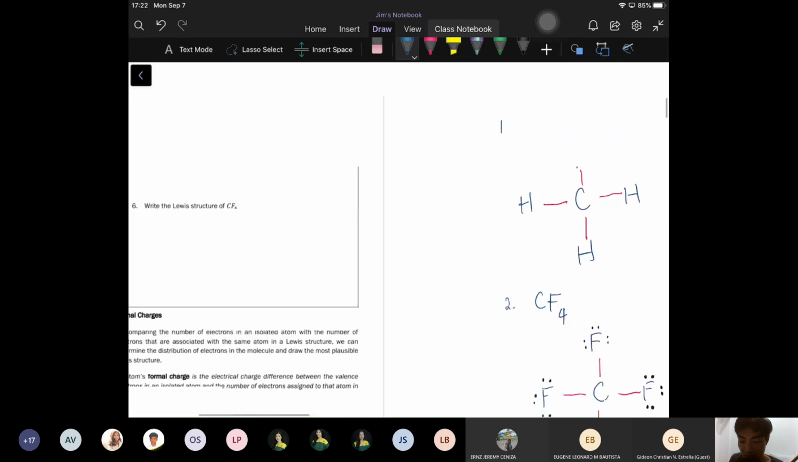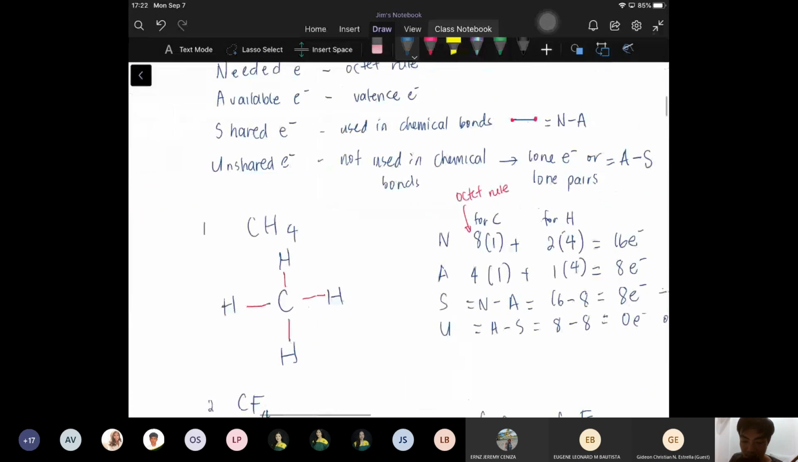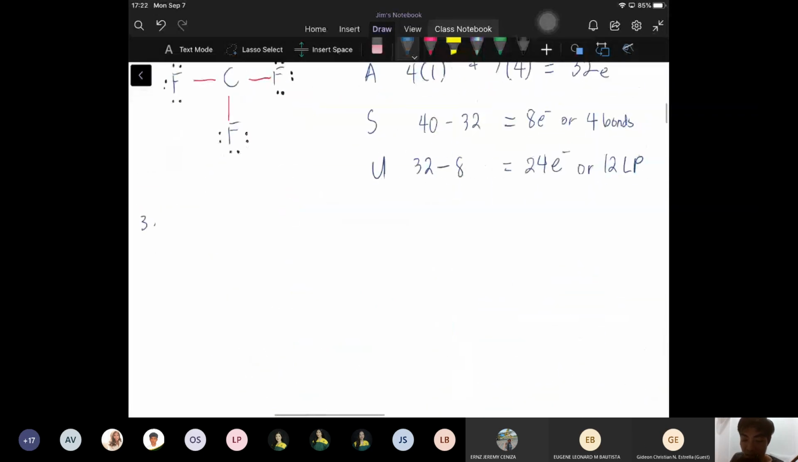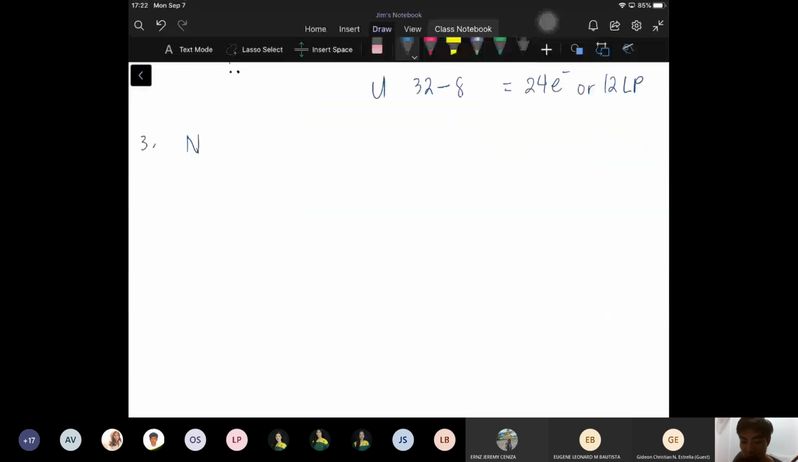So, let's try number 3. Kunin ko to. NO+. So, 6 yung sasagutan ko, don't worry. Hindi, 5 lang. So, yan. NO+. Okay. So, this time, we don't need to identify sino yung central, sino yung terminal, no? Kasi dalawa lang yan. Magkadikit lang yan eh. NO. Ayan. Okay.